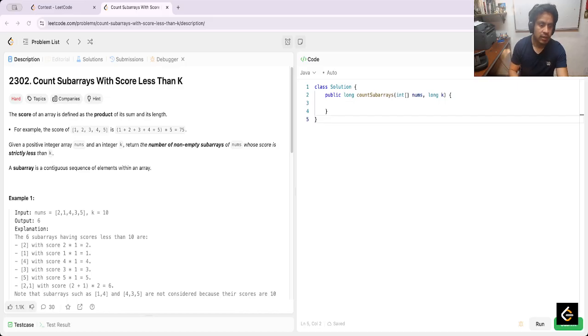For example, you have the array 1, 2, 3, 4, 5, and basically you need to add all the numbers, 1 plus 2 plus 3 plus 4 plus 5, multiplied by 5. In this case it is 75. Given the positive integer array nums and integer k, return the number of non-empty subarrays of nums whose score is strictly less than k.